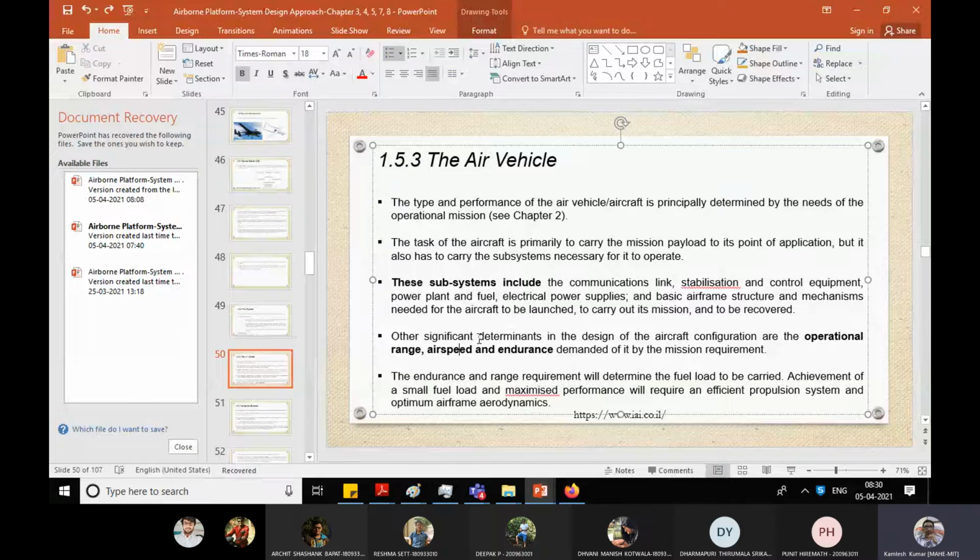What is this airspeed we are talking about for the aircraft? So that is the importance here.